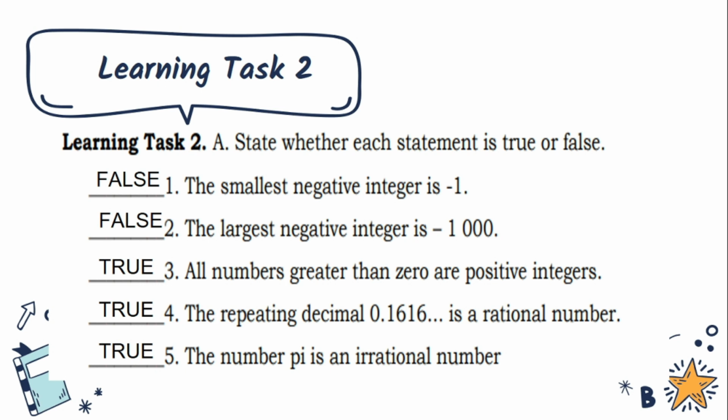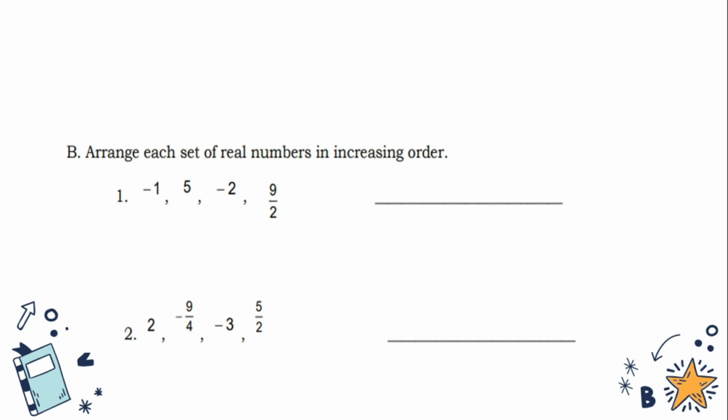Okay, so let's try the next activity, letter B, but this time let's just have numbers 1 and 2. Let's try to arrange each set of real numbers in increasing order. Increasing, ibig sabihin, start sa pinakamaliit hanggang sa pinakamalaki. Now, negative 1. Hindi na natin kailangan pang ilagay sa decimal form. So, we have negative 1.